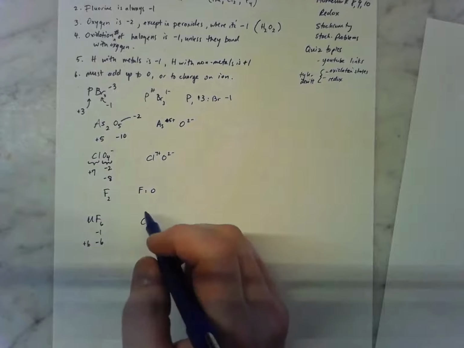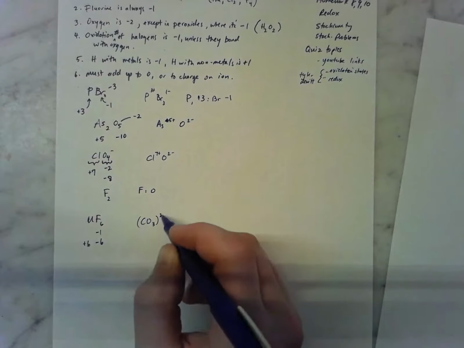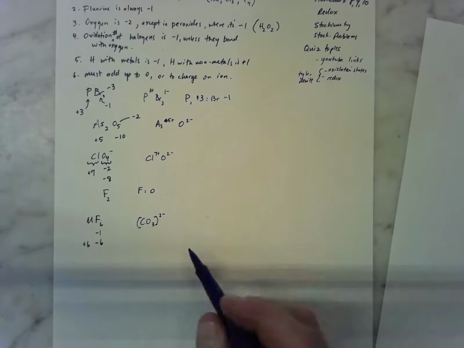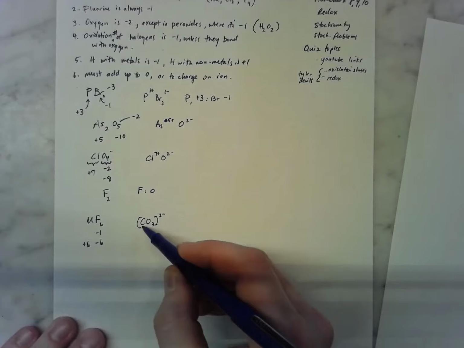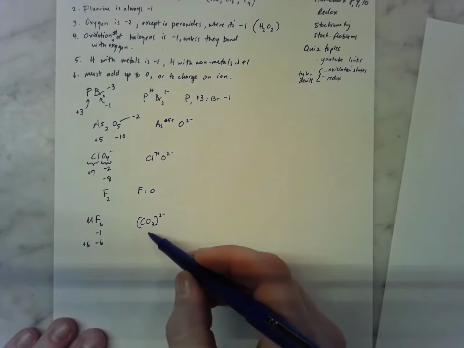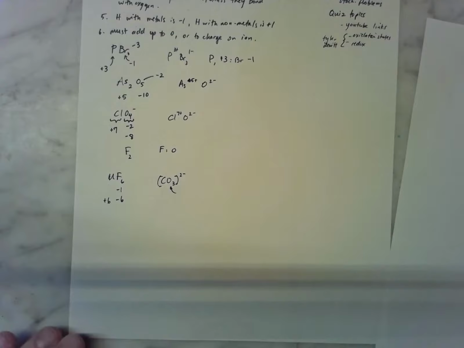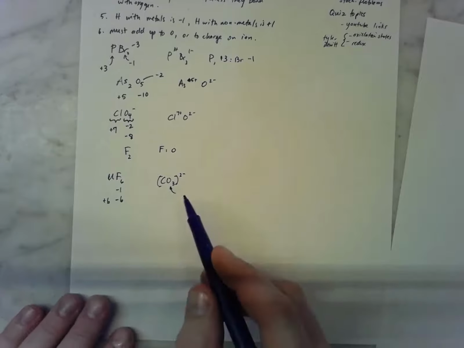CO3 2-. Okay. What do we have? We don't have a rule about carbon. Carbon can take multiple oxidation states. And when I say it can take multiple oxidation states, that just means we don't have a rule for it. It means it does whatever it needs to do to make those charges work out the way they do.